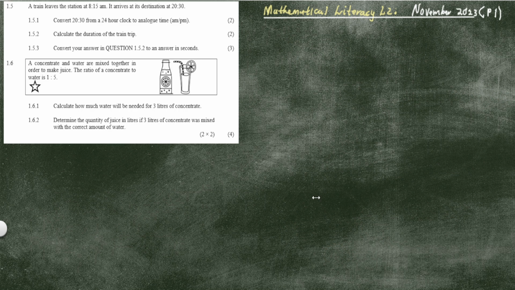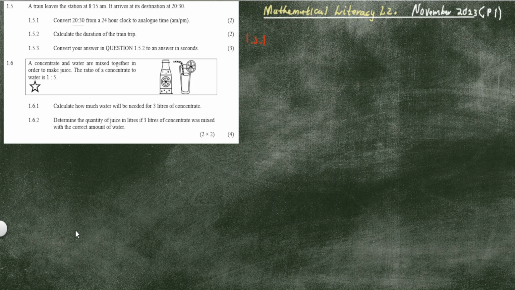We have 1.5. A train travels. Okay. The train leaves the station at 8:15 a.m. It arrives at its destination at 20:30. Right, at 20:30. 1.5.1. They want us to convert this 20:30 from a 24-hour clock to an analog clock, AM, PM.